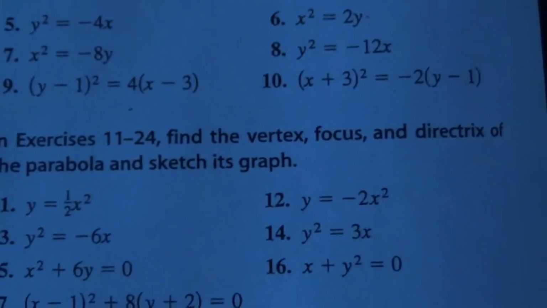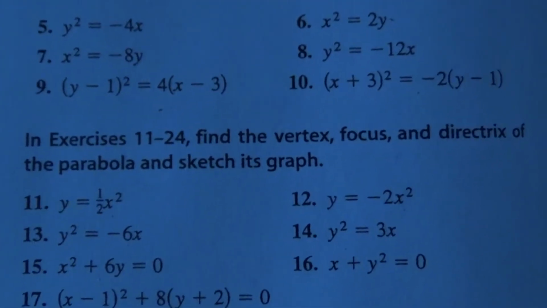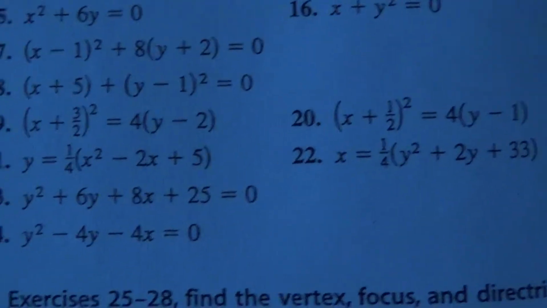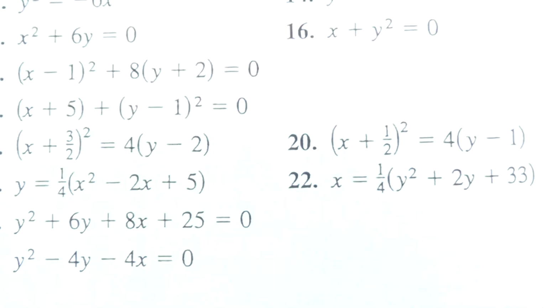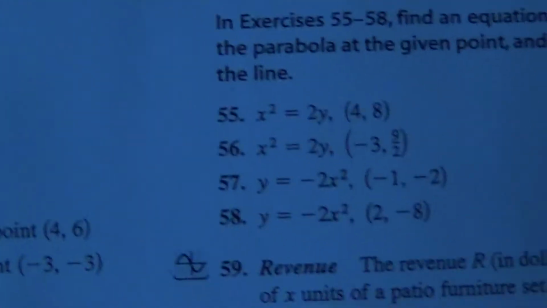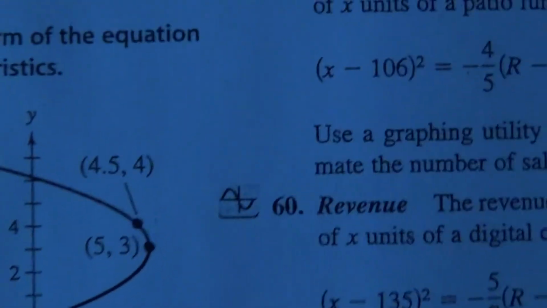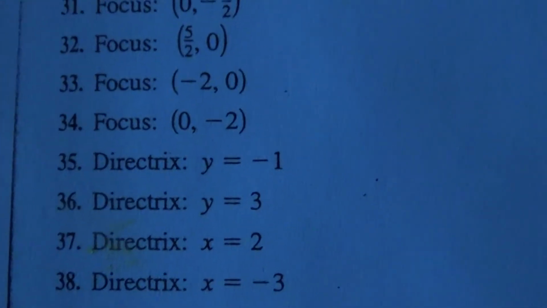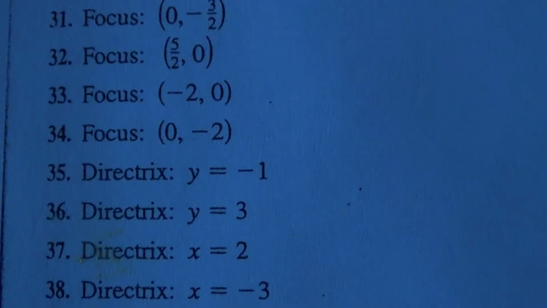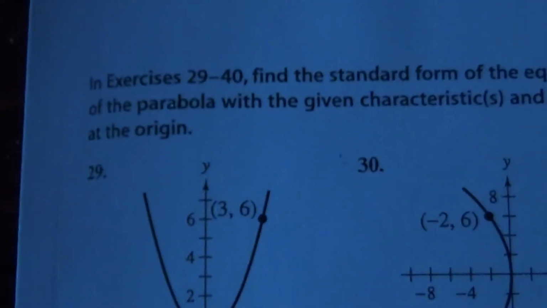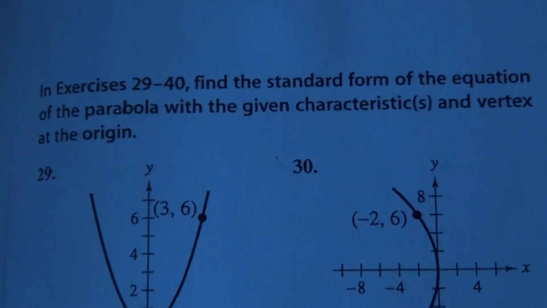And the command was find the vertex, focus, directrix, and sketch it. So again, 22 and 23. And on the back is number 34 and 35. Here's 34 and 35. And the command there is find the standard form of the equation.